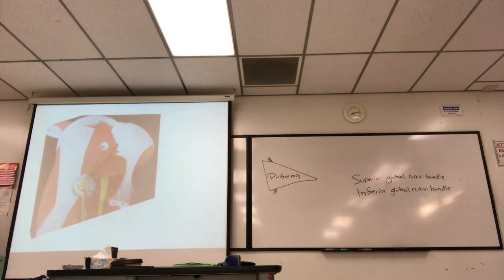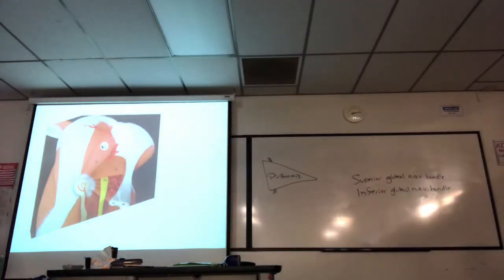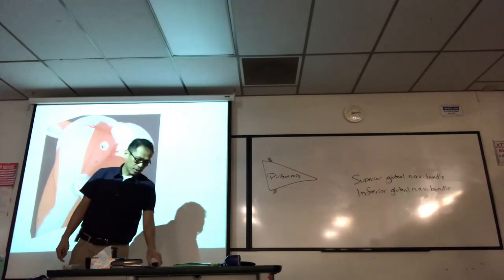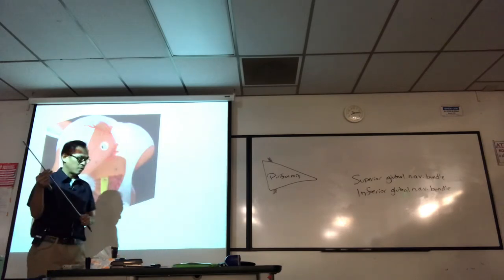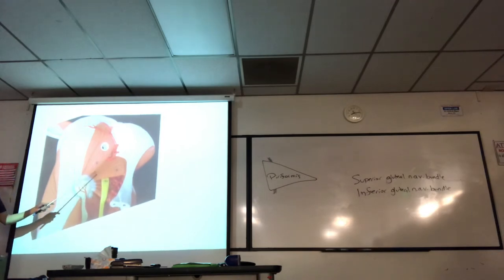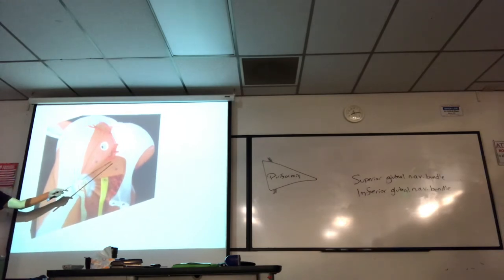For example, if you have a picture, unlabeled, and you can recognize the landmark, then the arteries are easy. Let's start with the nerve. What's that? That's sciatic. Here's my landmark. That's piriformis. Therefore, if that's piriformis, what's this one? Superior gluteal artery, inferior gluteal artery. Okay. The landmarks make it easy.